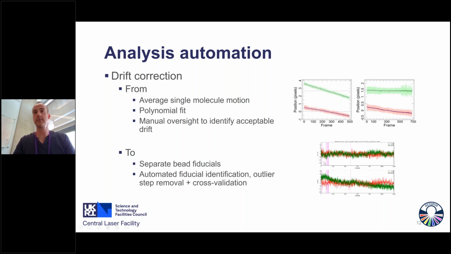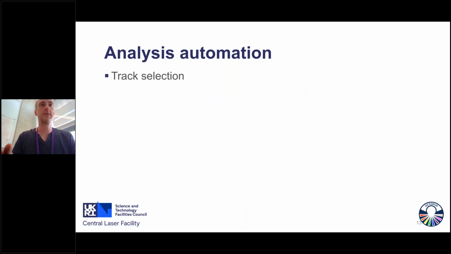So this is the X and Y components of drift in green and the residuals in red, just one example. The result of that was both a better drift calculation, but also an automatic drift calculation. The other key part of the analysis automation is track selection.